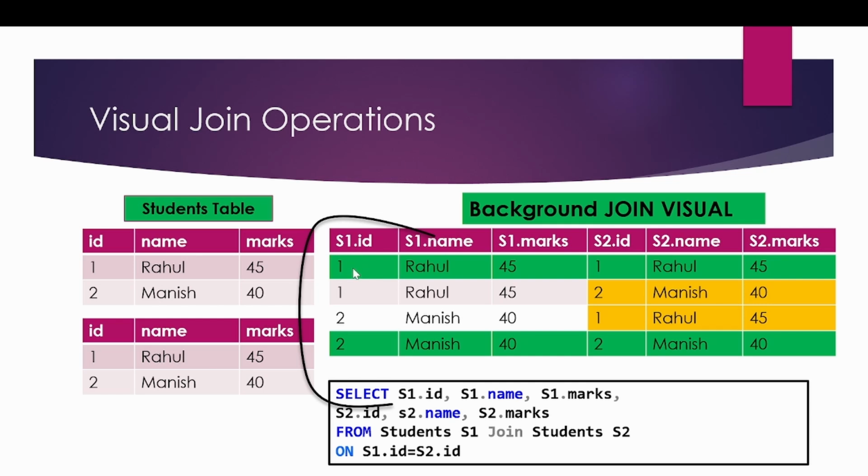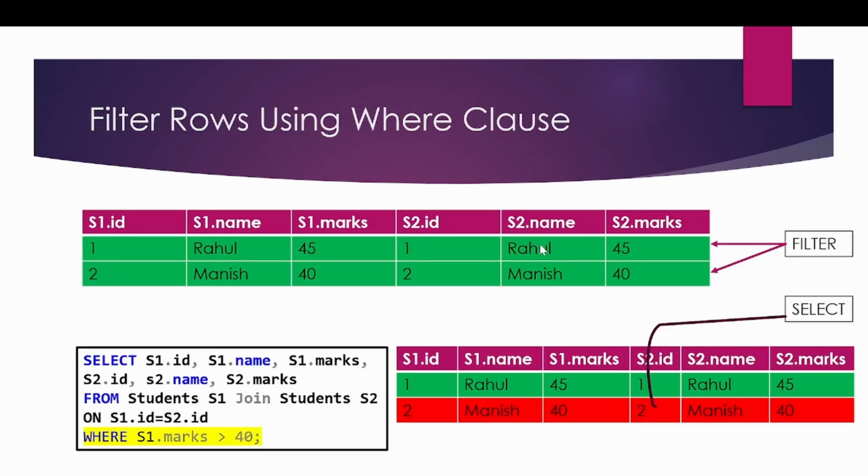So if you see, S1.id is 1, here S2.id is 1. S1.id is 2, S2.id is 2. So only these two rows will be merged. Now, after doing merging, we can select specific rows using where. So here I applied where S1.marks is greater than 40. So see wherever S1.marks is 40, that is equal to 40, so this row will not be selected, and the 45 row will be selected, and that I have shown here. So now we can select any column we want. Here I select all the columns S1.id, S1.name, S1.marks, and similarly for S2 also.